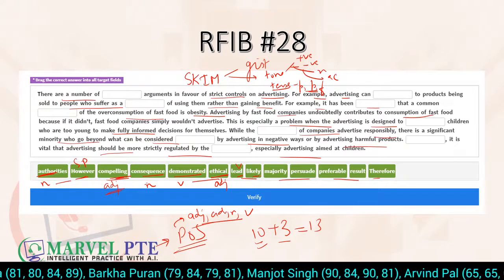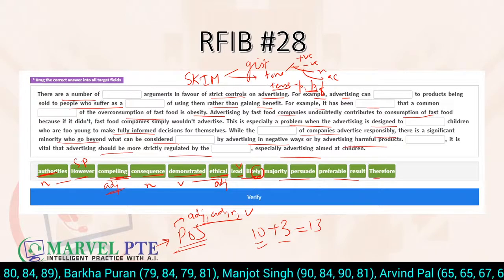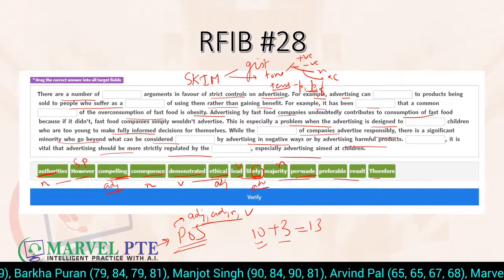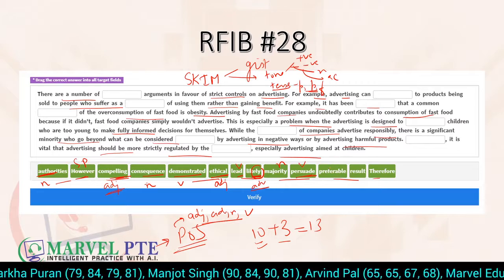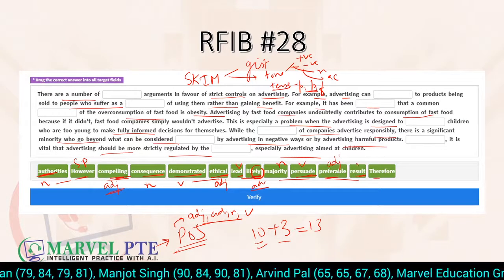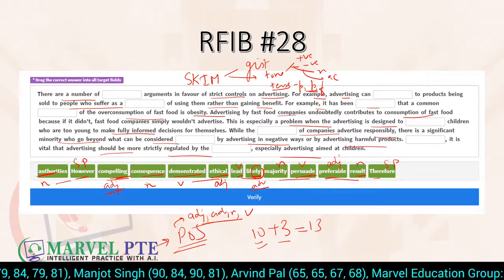Lead is a verb. Likely, whenever something is ending with ly, it's an adverb. Majority is a noun. Persuade is your verb. Preferable is like preferable time, preferable place, so it is your adjective. Result is a noun, therefore is your signposting word.